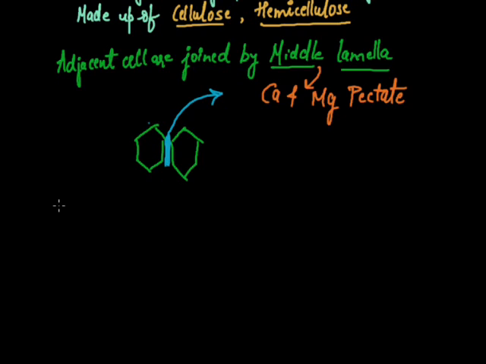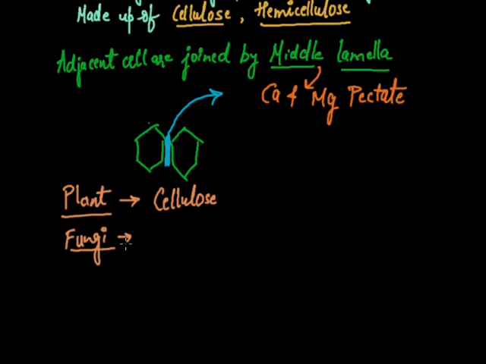Now we'll discuss a few cell walls. As we have already discussed, plant cell wall is made up of cellulose mainly. Now next is fungi. Fungal cell wall is made up of chitin. It is a fungus cellulose. Now next is bacterial cell wall. It is made up of peptidoglycan.